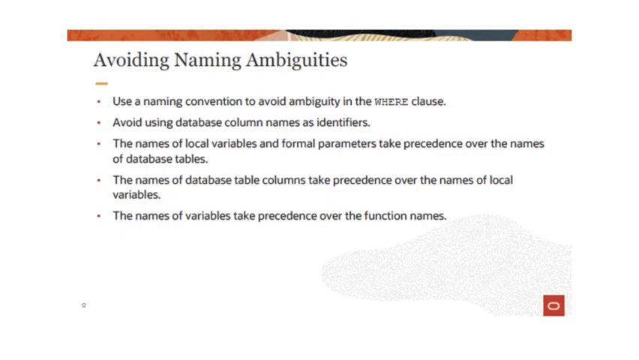Avoid ambiguity in the where clause by adhering to a naming convention that distinguishes database column names from PL/SQL variable names. Database columns and identifiers should have distinct names. Syntax errors can arise when you have identifier names that are the same as database column names because PL/SQL checks the database first for a column in the table.